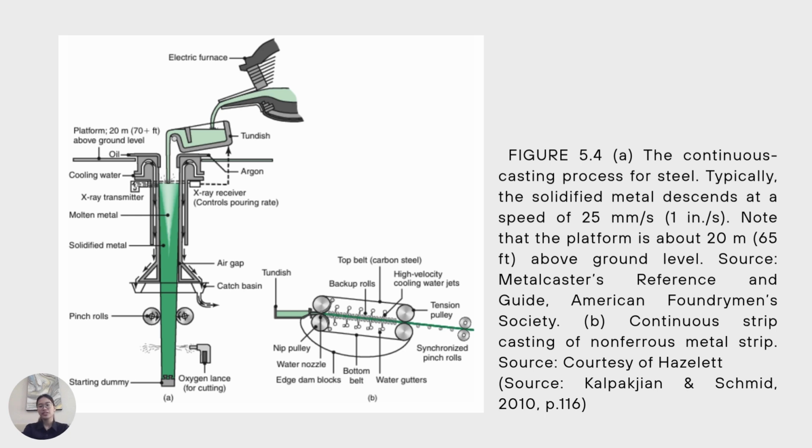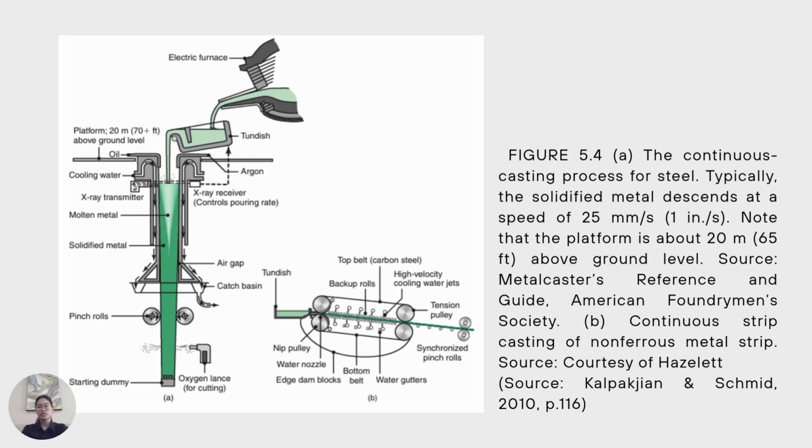Next, the molten steel enters a water-cooled copper mold, seen here in the vertical section. As the steel comes into contact with the cold mold walls, solidification begins at the outer surface, forming a thin shell while the interior remains molten. The partially solid strand is continuously withdrawn downward by a series of pinch rolls.